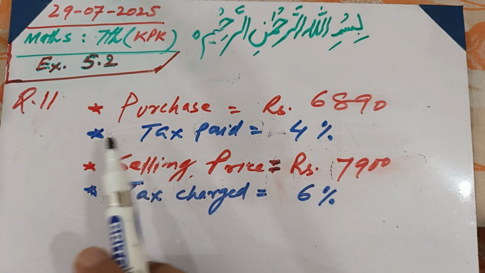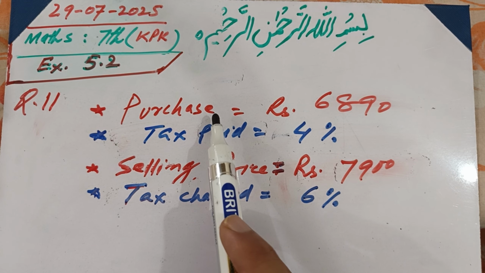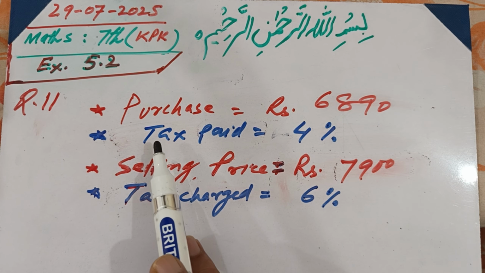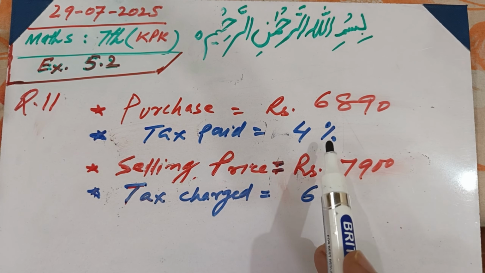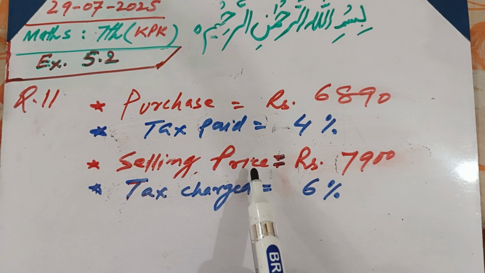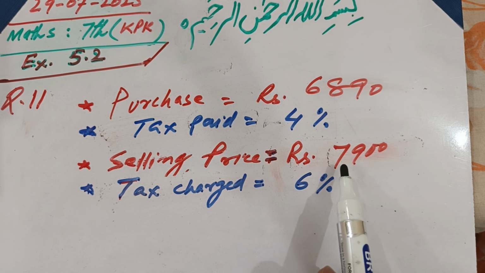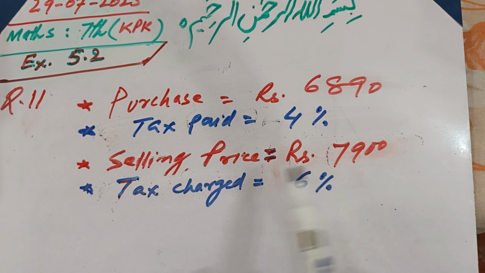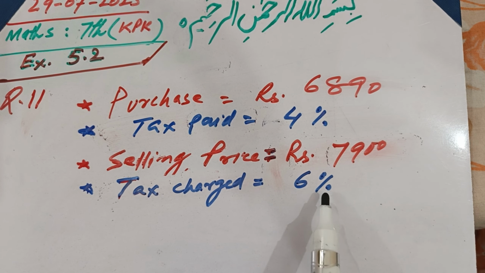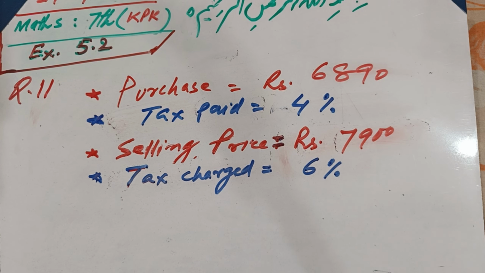Okay, I have already written the data of this question, question number 11. Purchase of a sack of rice, rupees 6,890, and at purchase time he paid tax, which is 4%. And after that he sold that sack of rice for rupees 7,900. And at this point the shopkeeper charged the tax, which is 6%. So we are asked to find VAT.